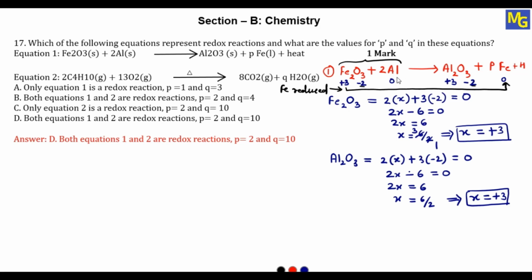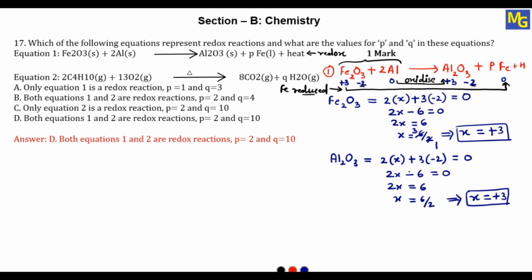Now see aluminium. On this side it was 0, but on the other side it is plus 3. What is the meaning of this? Earlier it was 0, now after the reaction in the product it is plus 3, meaning the oxidation state has increased. So here aluminium has been oxidized. I'll write oxidized here. So by this we can say that in this reaction iron has been reduced and aluminium has been oxidized. So this is a redox reaction. It is proved that equation 1 is a redox reaction.